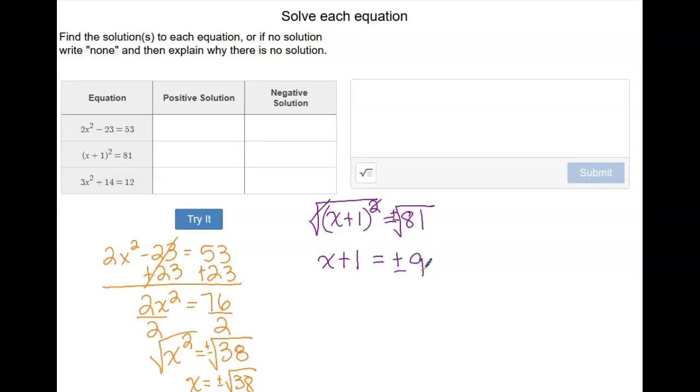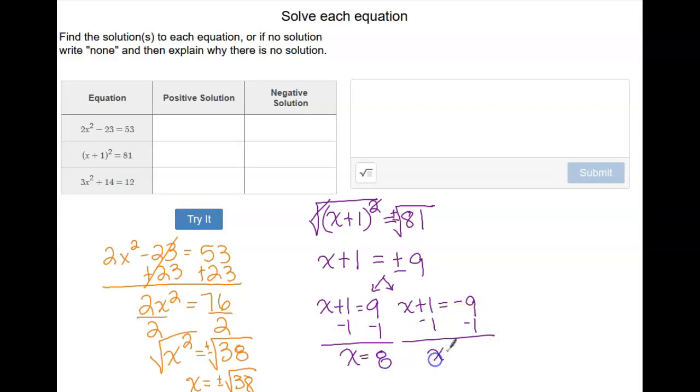And so what I'm going to do is take this equation here and write it as two separate equations. So this is going to be x plus 1 is equal to positive 9, and x plus 1 is equal to negative 9. And then I'm just going to solve each one of those equations individually. So for this one, we're going to subtract 1, which would be equal to 8. And on this one, we're also going to subtract 1, but it would be equal to negative 10.